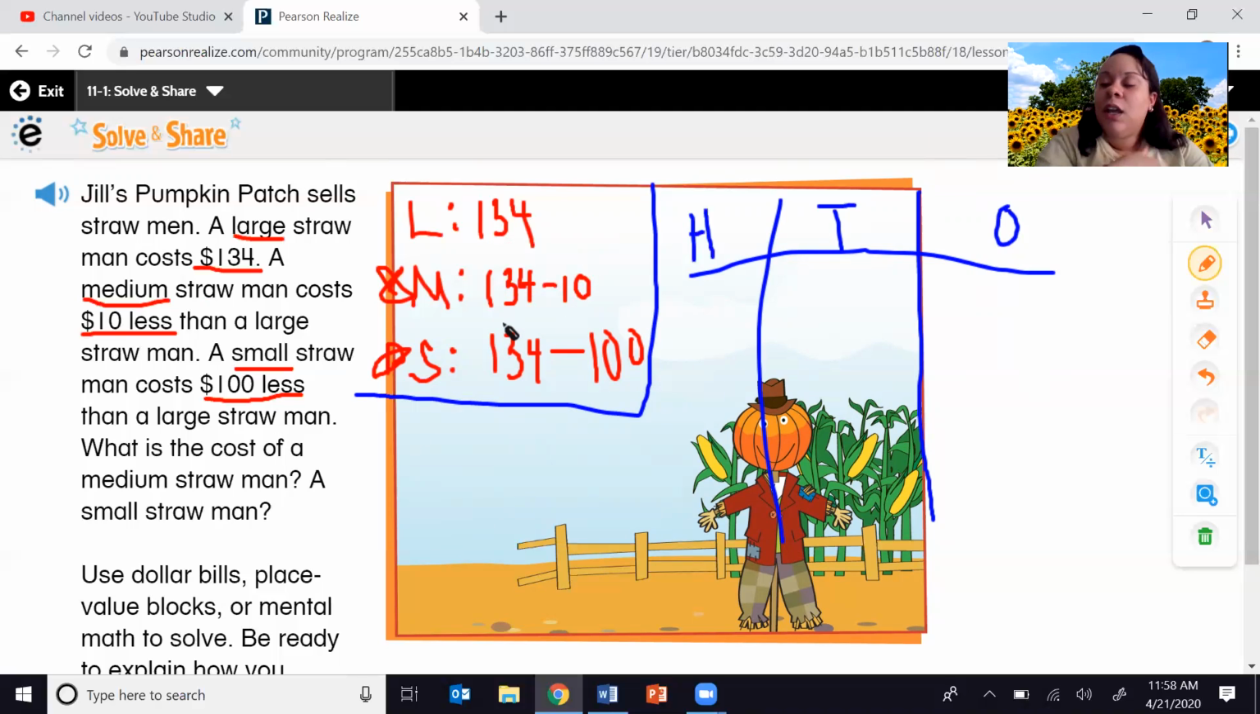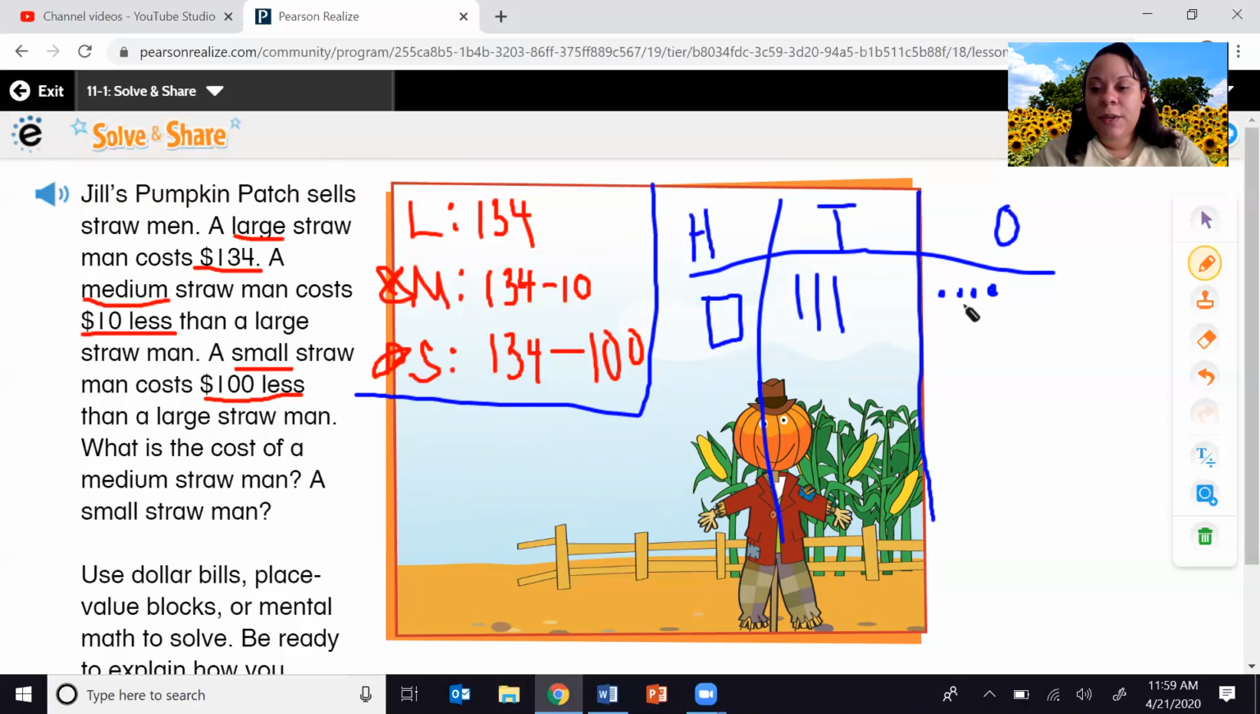Okay, with subtraction, you're going to put the big number into your chart. Okay, so I have 100, 3 tens, and 4 ones. Well, so we have to subtract 10, right? So you can do this different ways. In my head, I know what to do, but it's fine.